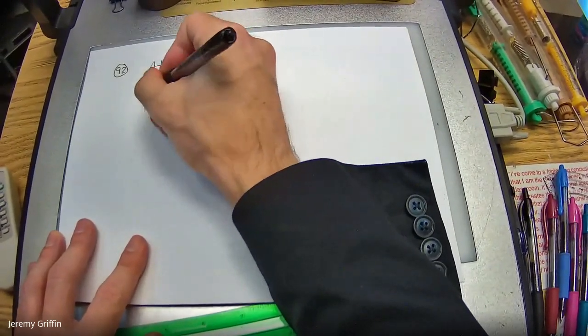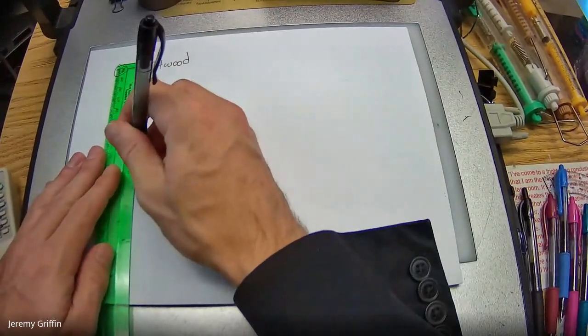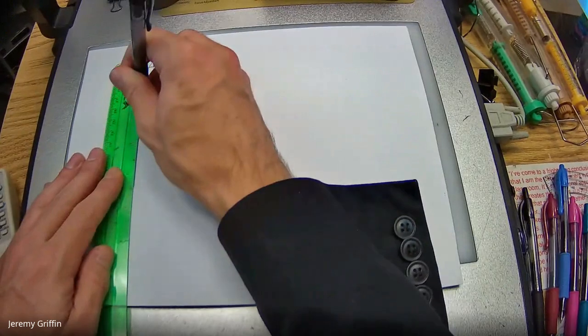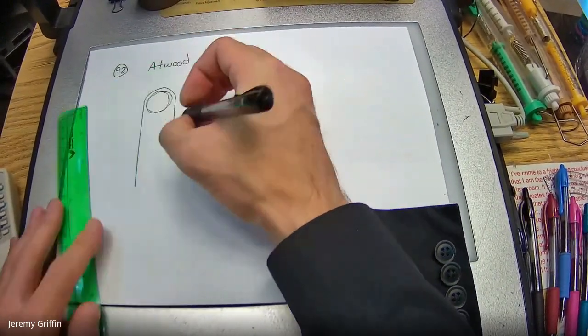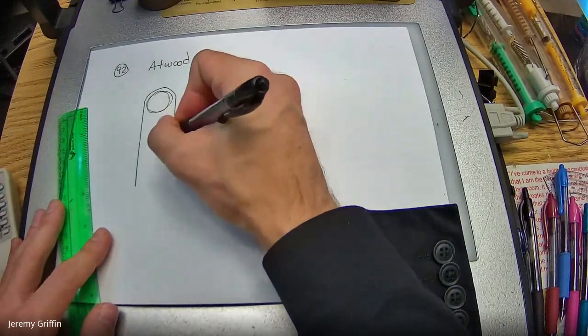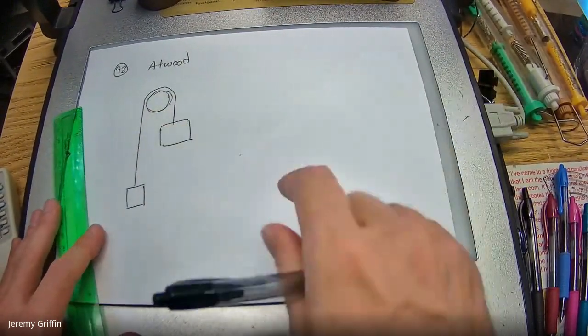No, this is a massless, frictionless pulley. That's one of those details that'll help make sense of the situation. There's a string slung over this. There's one weight right here, and there's another weight right there. Like two different lab masses, something like that.